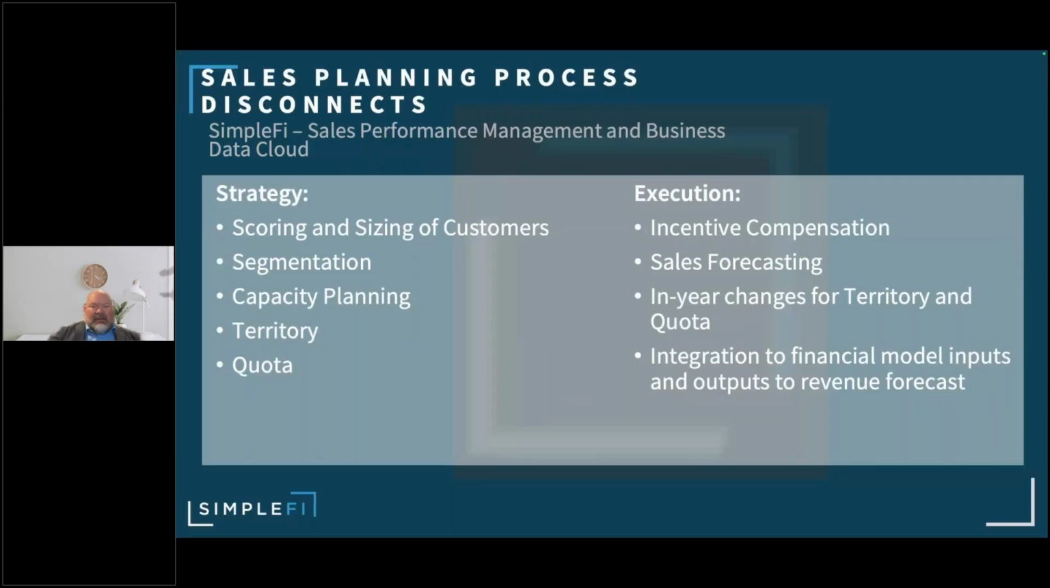So next, sales planning process disconnects. As I talked through the process earlier, the scoring and sizing of customers, the segmentation, capacity planning, territory, and quota, that's all on the strategy side. So we're doing planning over there. On the execution side, it's really about measuring what we just planned for.